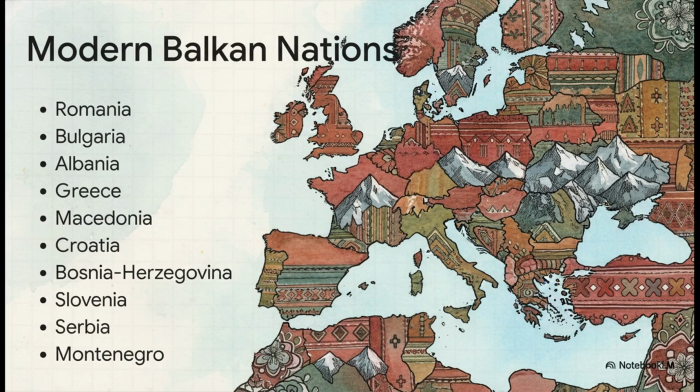And to give you an idea of the staggering diversity here, because this really surprises a lot of people, you could travel just a few miles over a mountain pass in this era and find entirely different languages, totally different religions, even different alphabets being used. It was this vast, complicated tapestry of cultures packed right into one mountainous region.